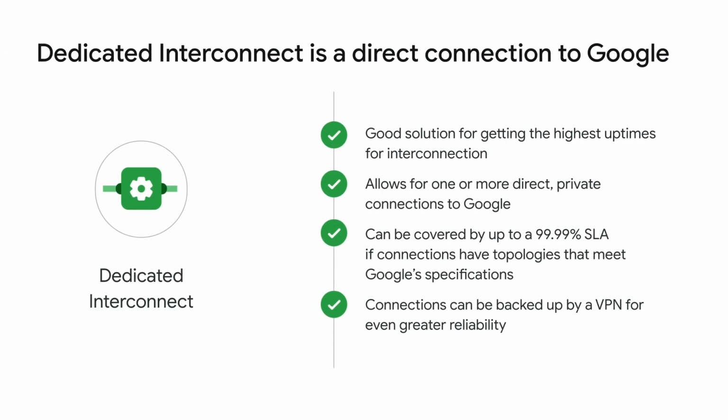If getting the highest uptimes for interconnection is important, then using dedicated interconnect would be a good solution. This option allows for one or more direct, private connections to Google. If these connections have topologies that meet Google specifications, they can be covered by up to a 99.99% SLA. Also, these connections can be backed up by a VPN for even greater reliability.